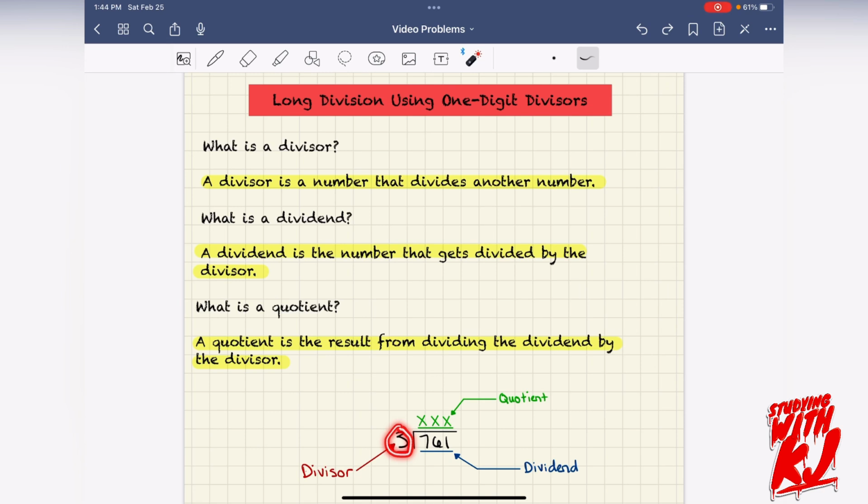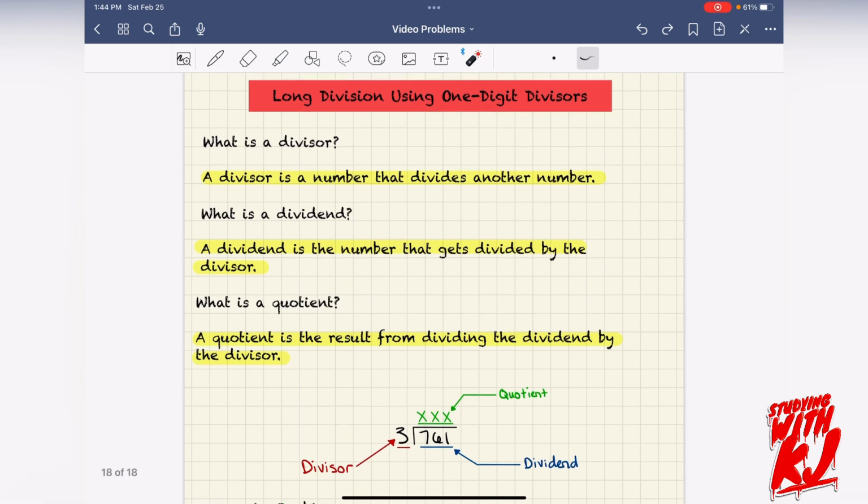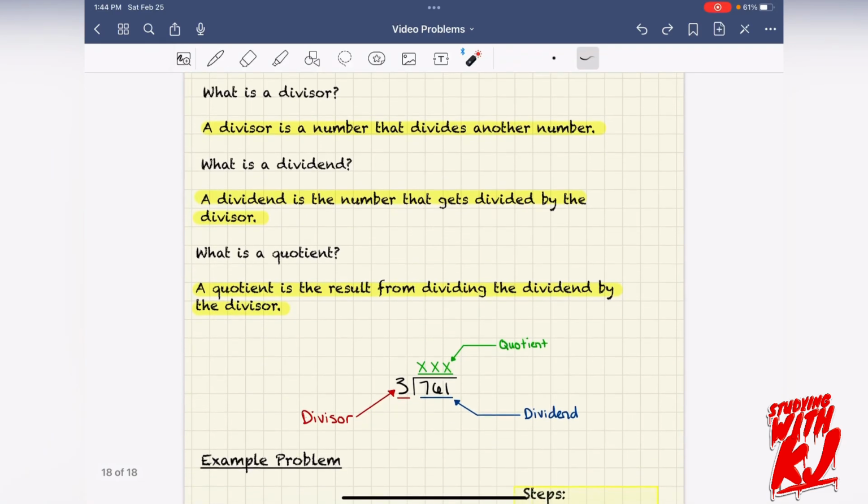Three, as you can see, is our divisor. Our dividend is this 761 that's under this half rectangle. And then on top is our quotient. Our quotient is whatever we get when we divide 761 by 3. So let's go ahead and find that quotient in our example problem.